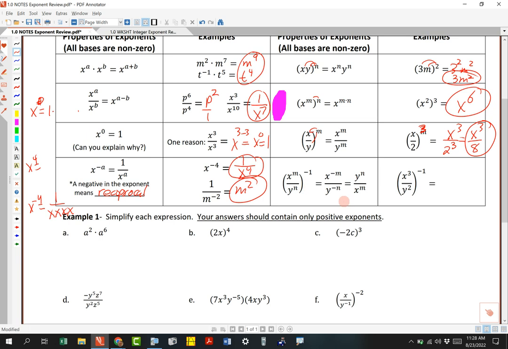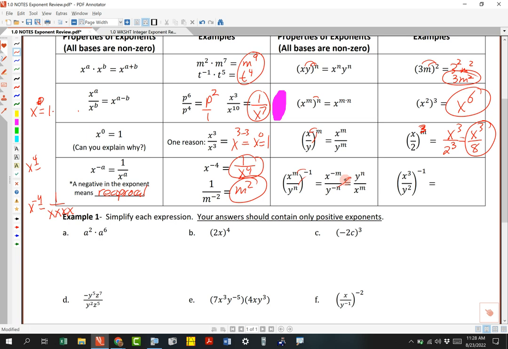Okay? And then this one right here, you could apply it equally to each one of these. Again, power to a power rule. X to the m to the negative 1, you'd multiply those together, get x to the negative m. Y to the n to the negative 1, apply the exponent, multiply those together, you get y to the negative n. What does the negative in the exponent mean?